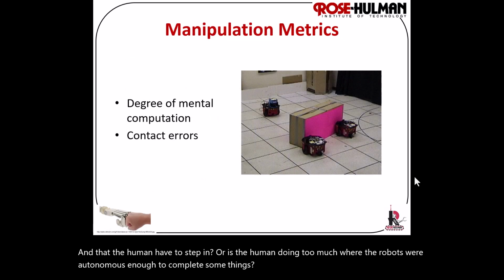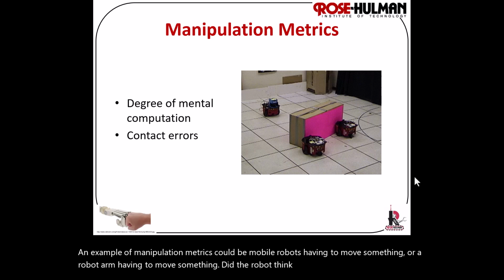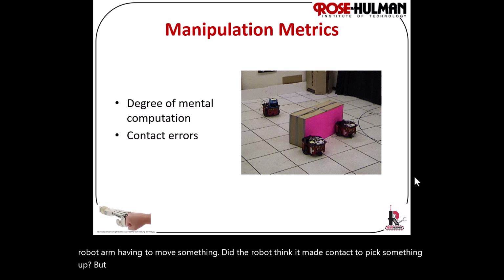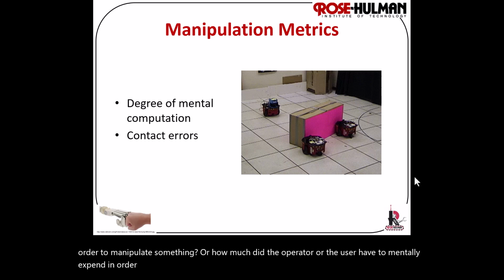An example of manipulation metrics could be mobile robots having to move something, or a robot arm having to move something. Did the robot think it made contact to pick something up, but it actually did not? What is the mental computation that the robots have to expend in order to manipulate something? Or how much did the operator or the user have to mentally expend in order to direct a robot team or a physical robot in order to manipulate something?